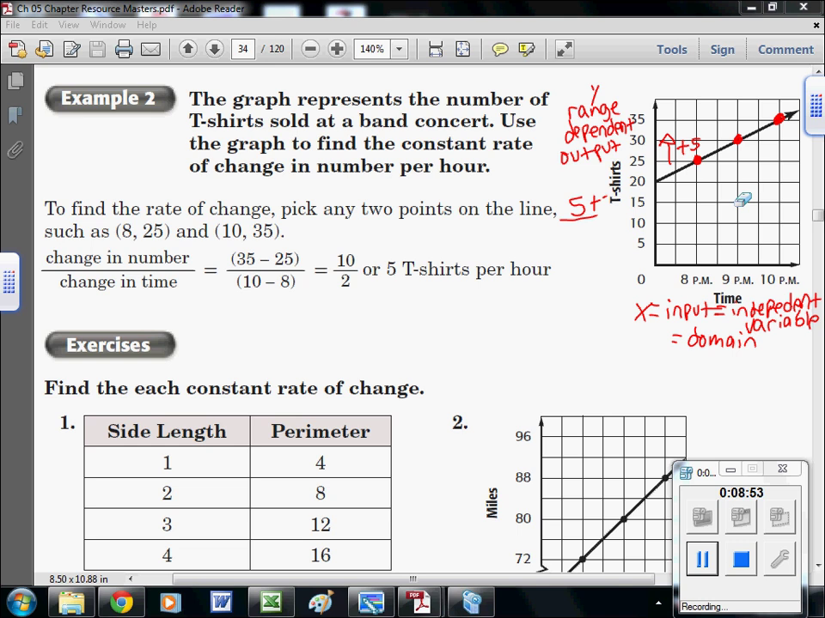So that's going to be 5 t-shirts, I'll put TS for t-shirts, in 1 hour. Now, that fraction already is simplified, 5 t-shirts over 1 hour, which means 5 t-shirts per hour. And so you're done at that point. You've simplified it, and that's really all you have to do. But I want you to know, even if you did not choose these 2 points, it would still work.